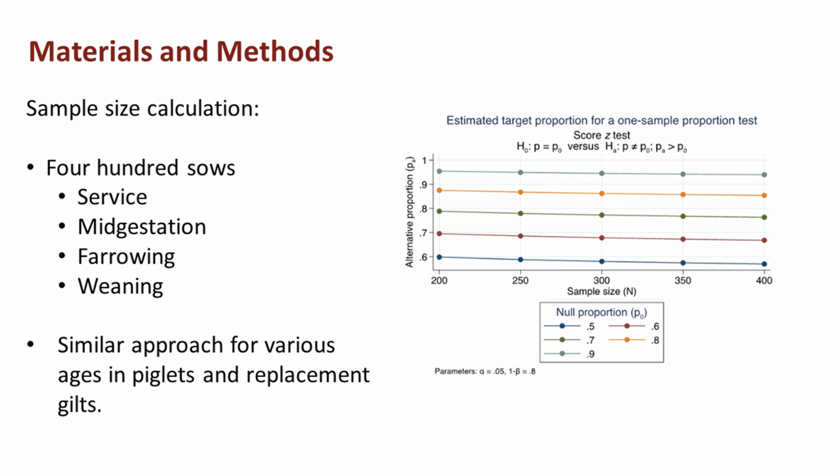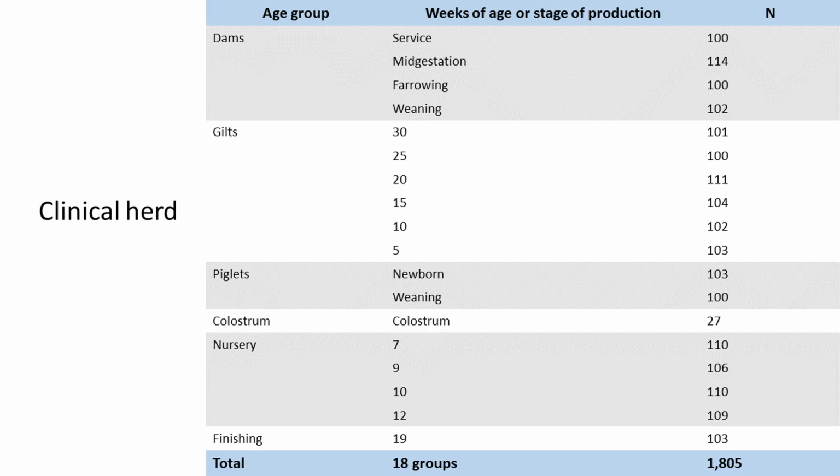on-site GDUs as well. So this sample size calculation was based on our 4 different strata, which were those different sows in different stages of production. We were trying to detect a minimum prevalence difference between 4 and 7%, and that's where our 400 came from. So in a similar approach, we used that going into our sample size, looking at those piglets and replacement gilts as well. So into our clinical herd, we ended up with 18 different sampling groups.